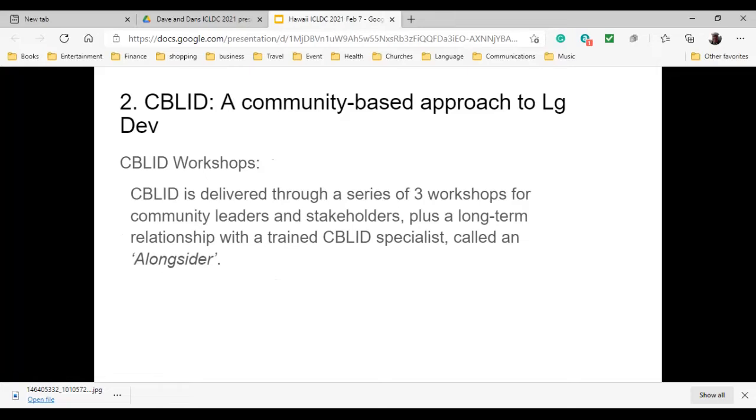This approach is delivered through a series of three workshops. The workshops will include community leaders and stakeholders. And then besides the three workshops, there will also be a long-term relationship with a trained specialist, someone who's trained in community-based language and identity development, to come alongside them. This is a person that we are calling the alongsider. So you will hear that through the rest of this talk as well. And this relationship is part of the process.